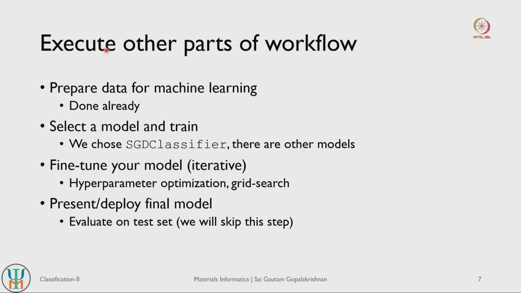The other parts of the workflow are fairly straightforward. You can prepare data for machine learning, which we have already done, so we do not need to do much for this classification exercise. You can select a model and train. We tried it with the SGD classifier, and it seems fairly good. There are also other models that you can try out: a decision tree classifier, random forest, support vector machine and so on. All of the models that we tried out for regression have corresponding classification models as well. The next step would be to fine tune our model, doing hyperparameter optimization either through grid search or randomized search, and then the final step would be to present or deploy the final model.